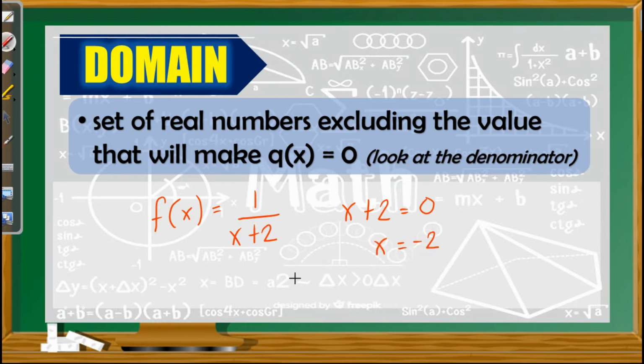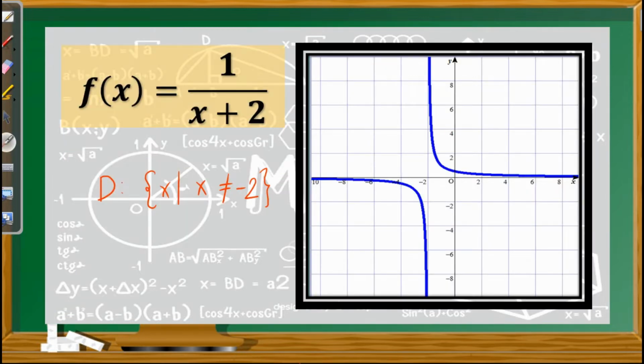With this value, we can now see that the domain of the function is a set of x such that x is not equal to negative 2. Meaning to say, we can use any real number for x except negative 2 because it will make the denominator 0. And once again, if the denominator is 0, the entire function will become undefined. And looking at our graph, it is very obvious that the two graphs of this function do not pass through negative 2 on x. So negative 2 is the value that is excluded in our domain.